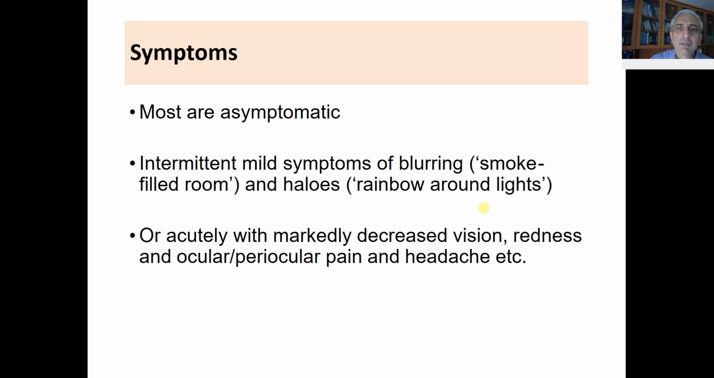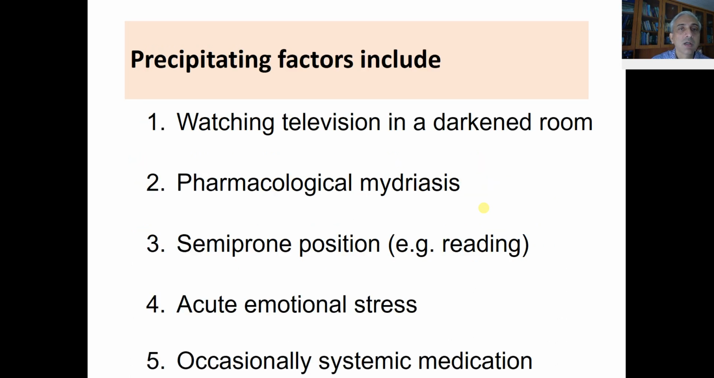So those were the intermittent symptoms. Or if you get an acute attack, then you get marked decrease in vision, redness which is circumcorneal, ocular pain, and headache. Sometimes you get nausea and vomiting. We have seen patients having appendectomy because they were vomiting and showing nausea, but they actually had angle closure glaucoma, because it could not be picked up at that time. So if it moves on into a vicious circle, then things get lost and you tend to miss the findings.